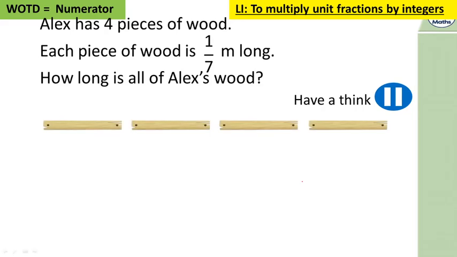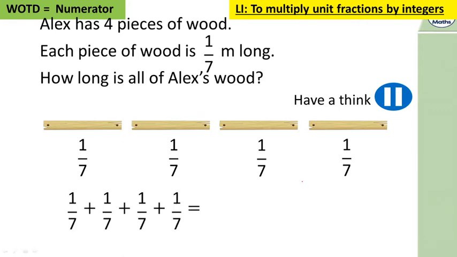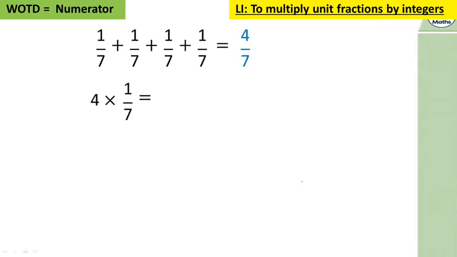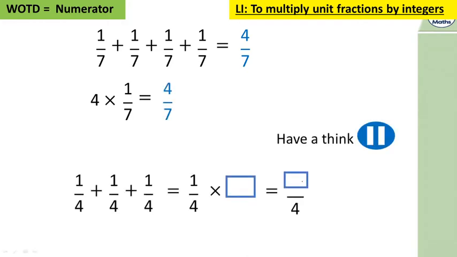Right, let's have a look. So we've got the 4 pieces of wood there. Each of them is worth 1/7. Add them together, you get 4/7. So 4 lots of 1/7 is 4/7. So it's just looking at it a bit more. So 4 lots of 1/7 is 4/7. 4 times 1/7 is 4/7.